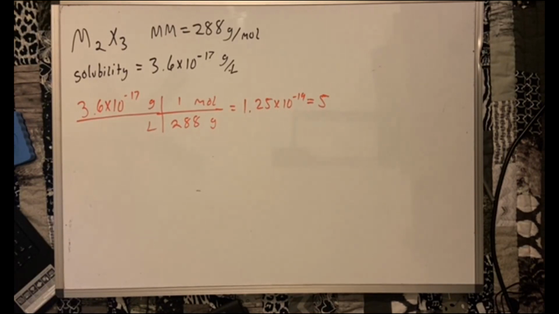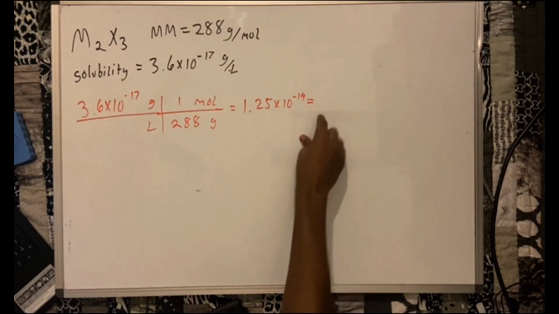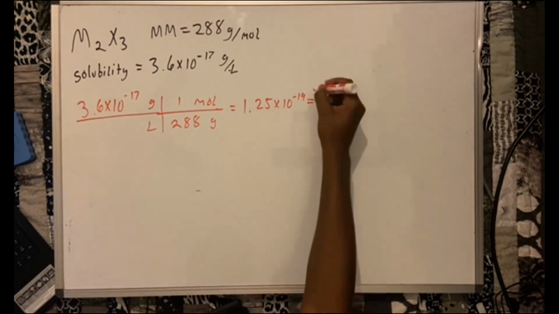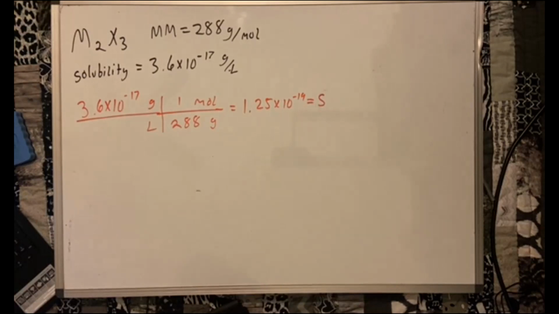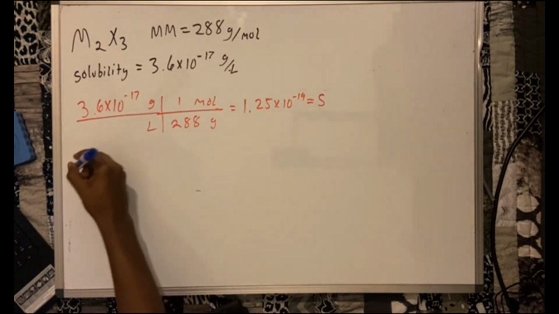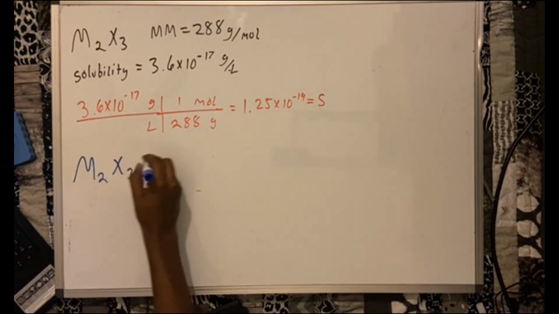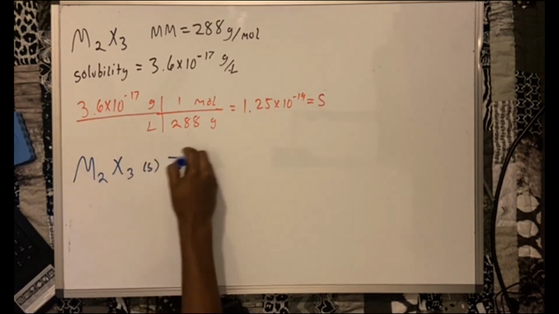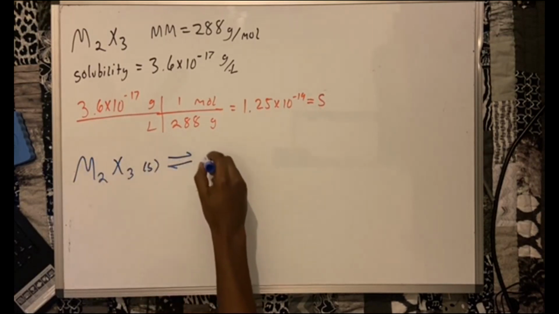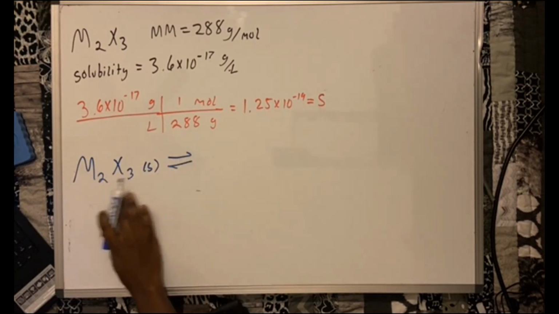All right. That's S. Anyway, next, let's write our Ksp equation, right? Reaction. So let's do M2X3 solid, equilibrium goes to, okay, now I have to be careful here.